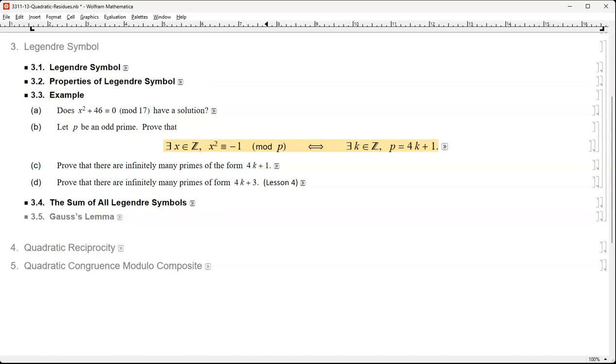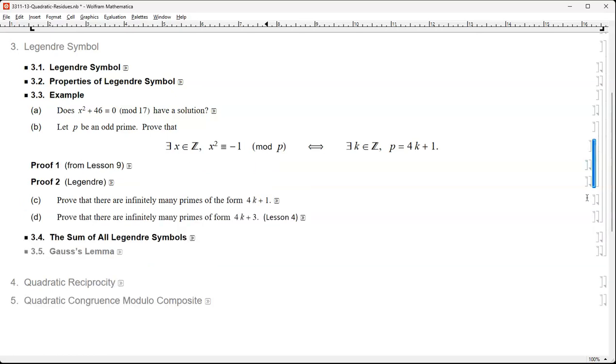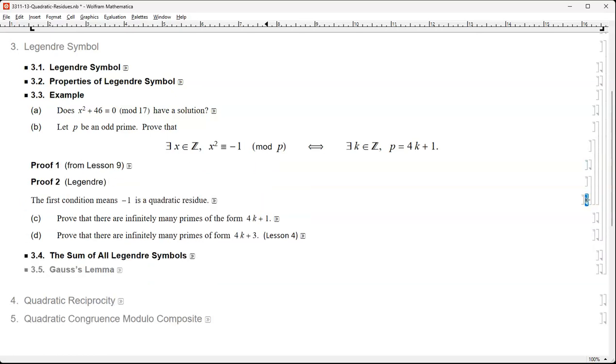Remember, there are two types of odd primes, 4k plus 1 type and 4k plus 3 type. Divide by 4, then the remainders are 0, 1, 2, or 3. Remainder 0 means it's composite, divisible by 4. Remainder 2 means it's an even number, and there's only one even prime, that's 2, which is out of consideration here. For odd primes, either remainder 1 or remainder 3: 4k plus 1 type or 4k plus 3 type. Remember that and apply Legendre symbol, then you can get an easy answer like this.